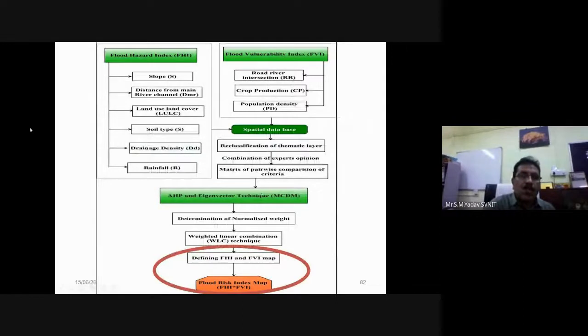So we have first completed the spatial maps for flood hazard index, FHI, then flood vulnerability index, FVI. We have gone for classification of slopes also, and for each slope we have given the rating for all 6 parameters. Similarly, we have done it for flood vulnerability parameters. Then we have gone for deciding the AHP weights, and now using these AHP weights, we want to define the flood hazard index, flood vulnerability index map, and flood risk index map.